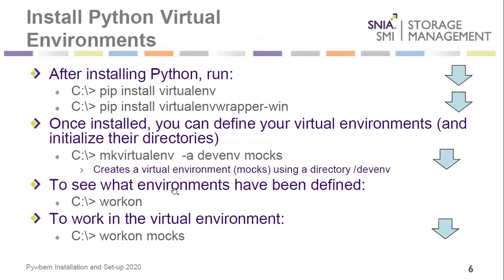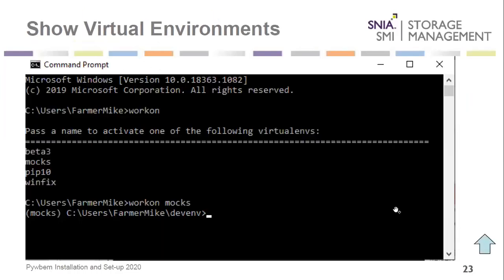Now, to see what environments you have defined, you can just type in workon, and it will list the virtual environments that you have. To work on a particular virtual environment like Mocks, you would say workon Mocks, and that would drop you into the virtual environment. So let's go look and see what that looks like. First, I issued the workon command to see what virtual environments I had, and I have 4 virtual environments. But the one that we're going to be using in these demos is Mocks. So we'll enter workon Mocks, and it drops you into the Mocks environment.